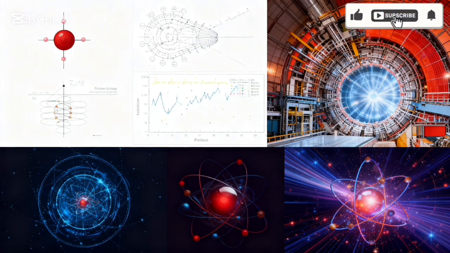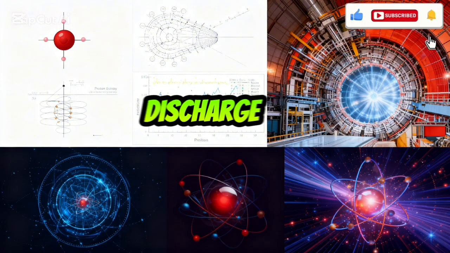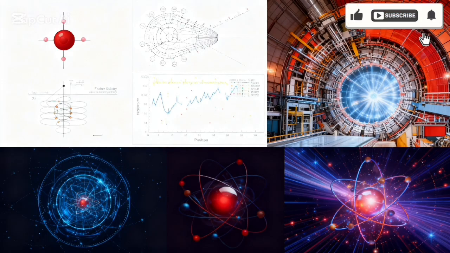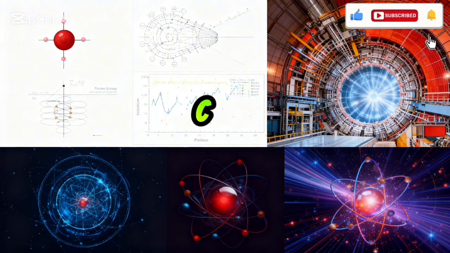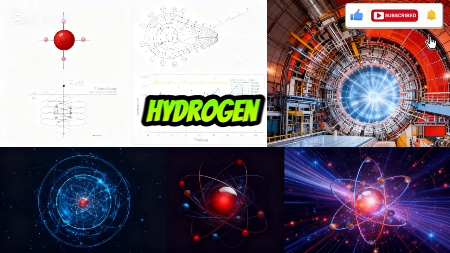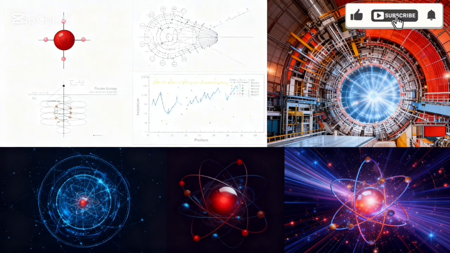MCQ 3. Which gas produces protons in the discharge tube experiment? A. Oxygen. B. Helium. C. Nitrogen. D. Hydrogen. Correct answer: Hydrogen.